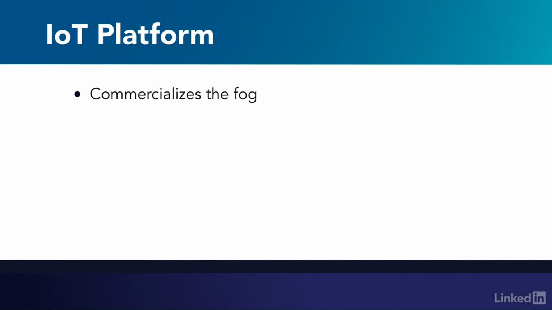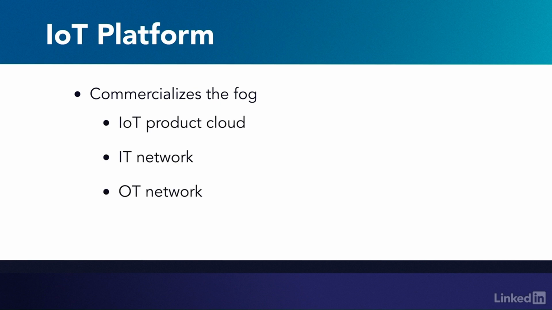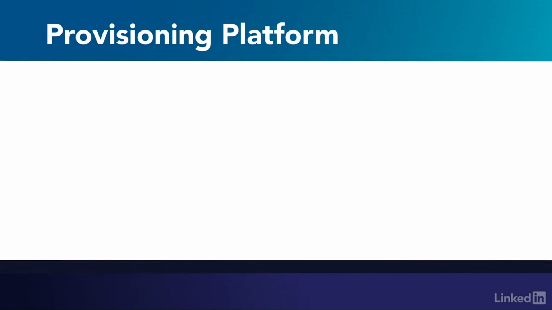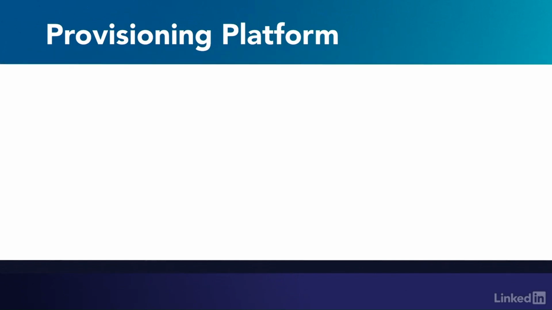Structurally, an IoT platform is middleware. It consists of the IoT product cloud, the IT network, and sometimes part of the OT network. In some cases, it includes a development environment. There are three main forms of IoT platforms. First, we have the Application Enablement Platform, or the AEP. As the name describes, it is a more holistic platform that allows the manufacturer to develop their application within the context of their networking. The second type of IoT platform is called the Provisioning Platform.